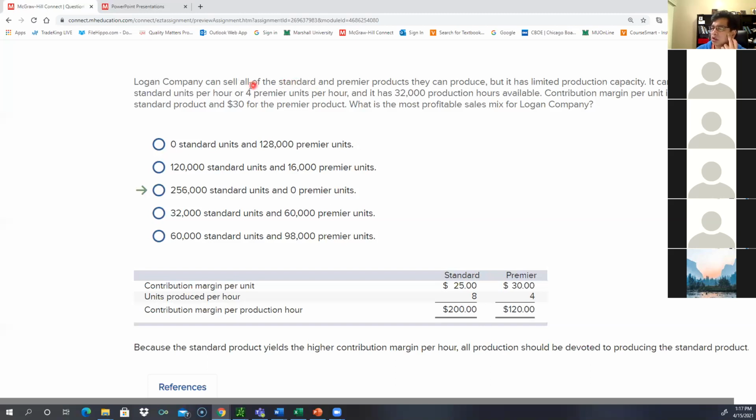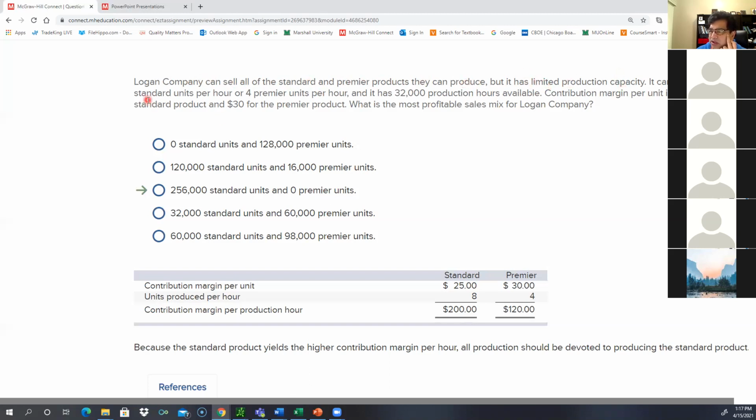So in this case, they can sell all of the standard and premier products they can produce. So in this case, there is no limitation. Do you see that? Yeah. It can sell anything it wants, but it has a limited production capacity.